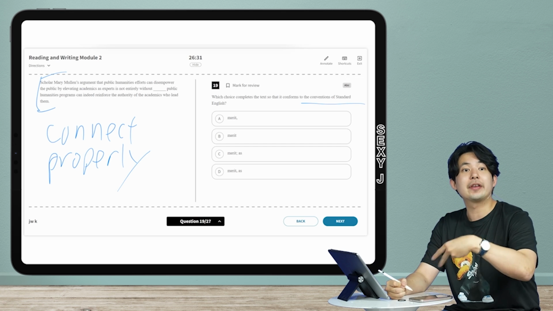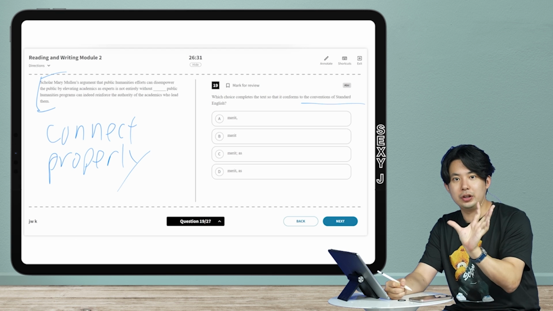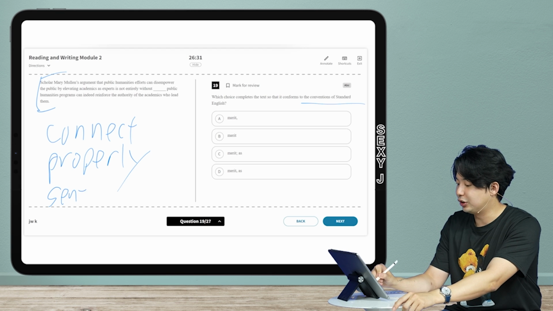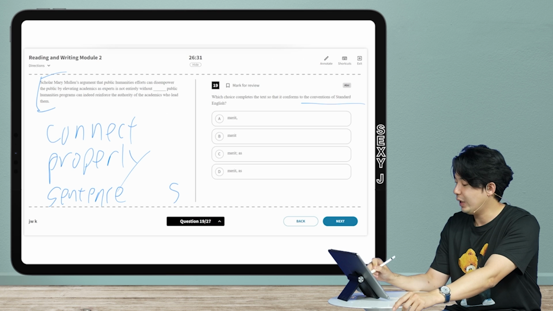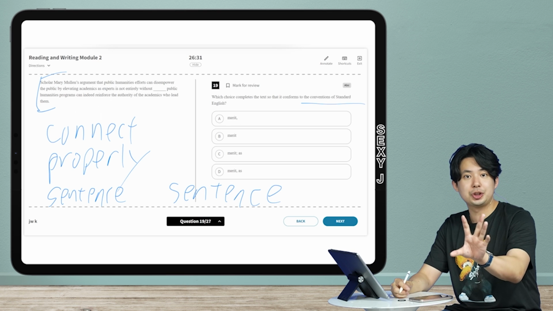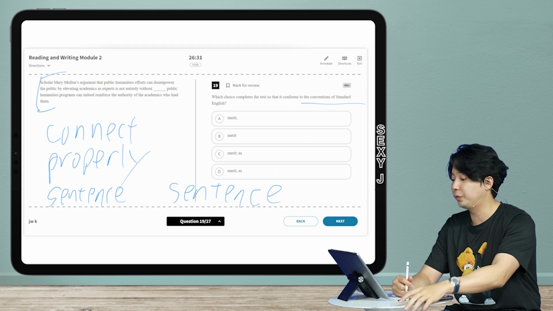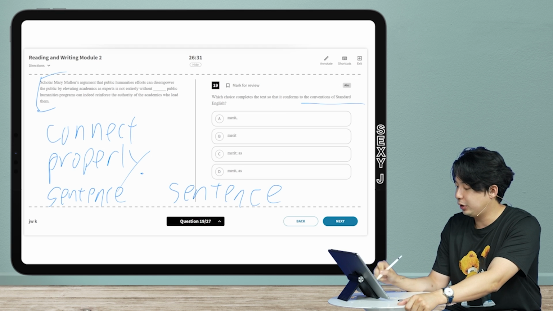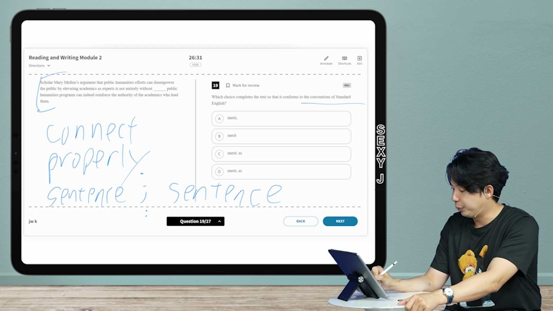Okay, how do I connect things properly? This is, again, the background idea, guys. So we're going to do sentence, sentence, in which case I have a few options. I'm going to go over this quickly because we did already do a video on this. You put a period, a semicolon, a colon, or a comma and fanboys.